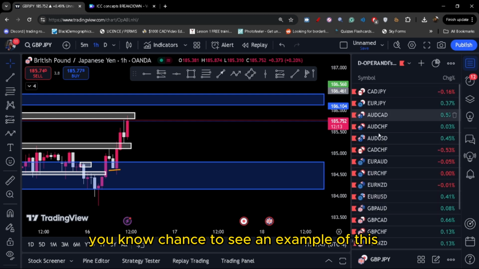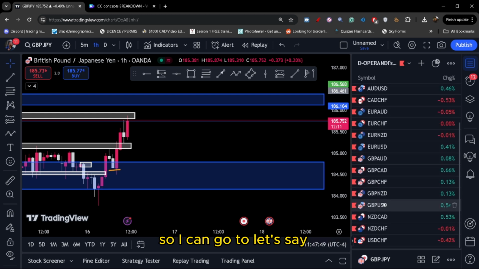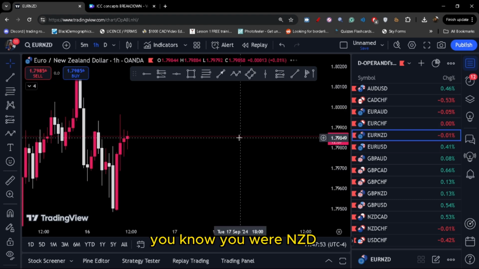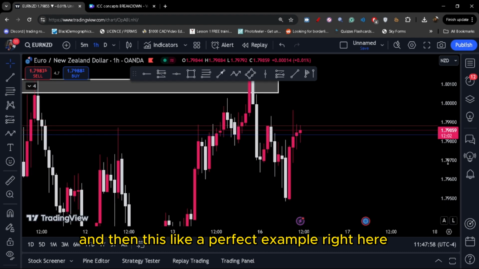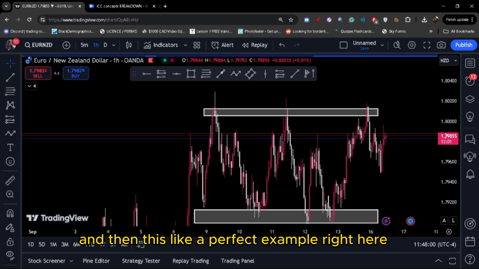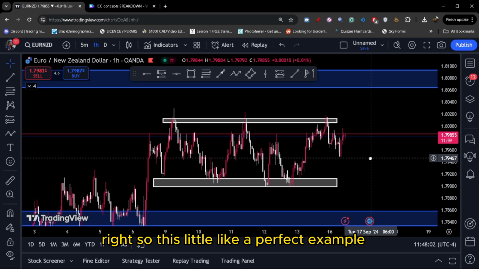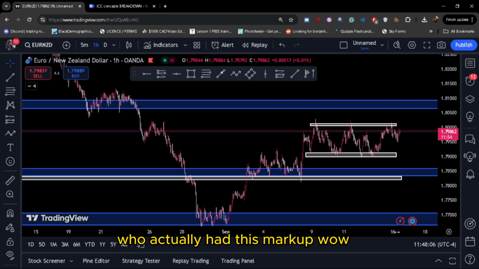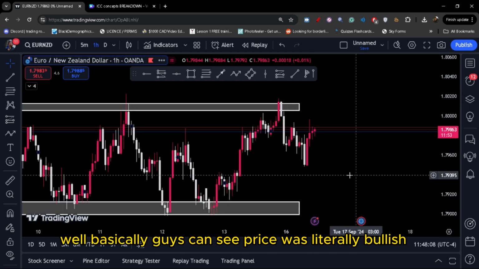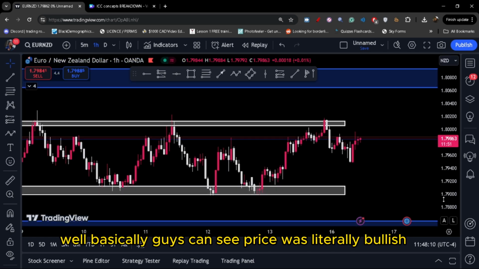We can actually go to a separate chart to see an example of this. So I can go to, let's say, Euro NZD, and then this is like a perfect example right here, right? So this is literally like a perfect example. We actually had this marked up a while ago. Okay, that's funny. Okay, but basically guys, as you can see, price was literally bullish, right?